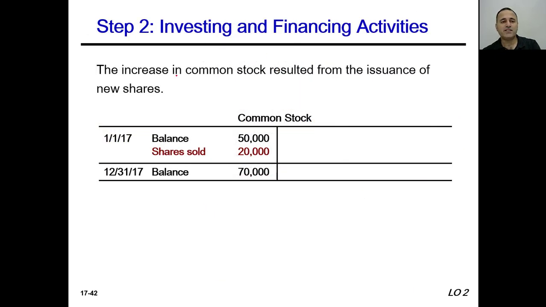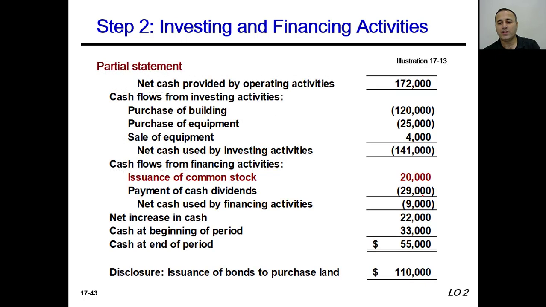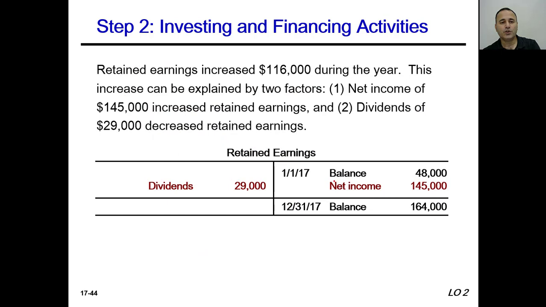Now investing and financing activities: the increase in common stock resulted from the issuance of new shares. Okay, so balance was $50,000, then we sold another $20,000 worth of shares. So now the new balance is $70,000. So this is a cash inflow activity, and we can see it here. Okay, and I will summarize all those numbers in one slide. Then they will be very easy to understand.